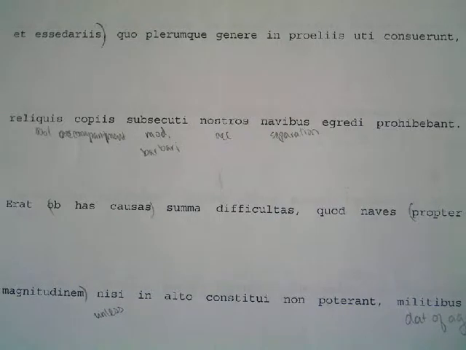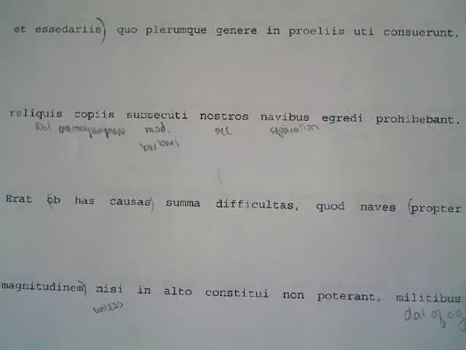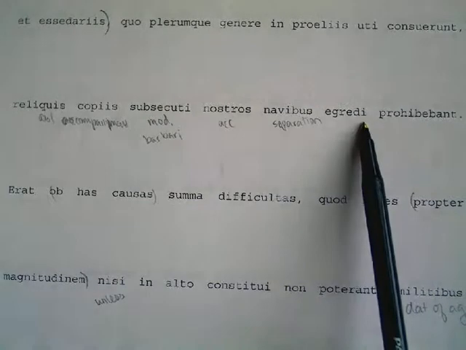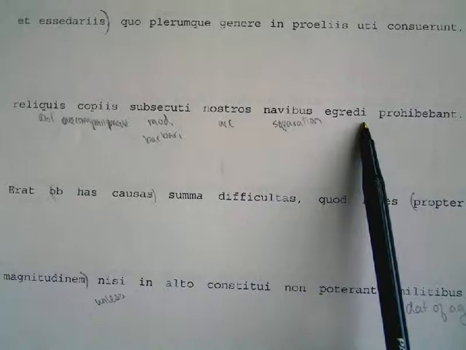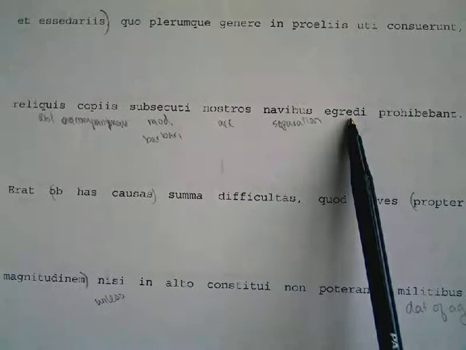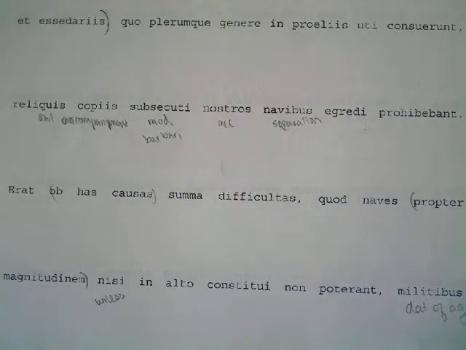Subsecuti describes the barbari. And again, sequor, sequi, secutus is deponent. So you can translate it actively even though it looks like it's a passive participle. Nostros is accusative. It's the thing they're prohibebant. Egredi, like uti, is a passive-looking infinitive. All of our gredior words, gredior means to go, so we have progredior, egredior, ingredior. Egredior means to go out. And then navibus is ablative of separation. So with separation you always say from.